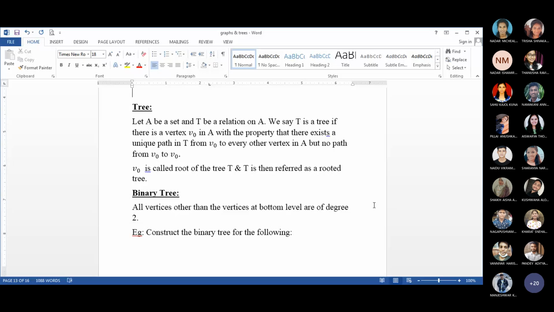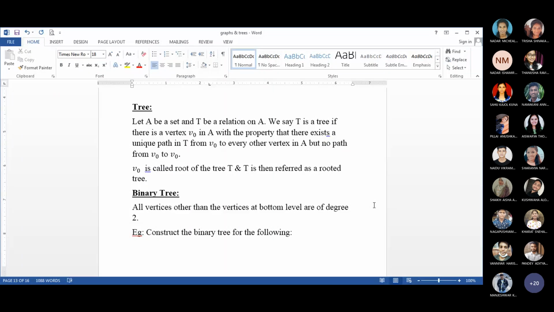So what is a rooted tree? It's a tree with a root. Root means it's a vertex with the property that there exists a unique path from the vertex to every other vertex, but there is no path from V0 to itself.